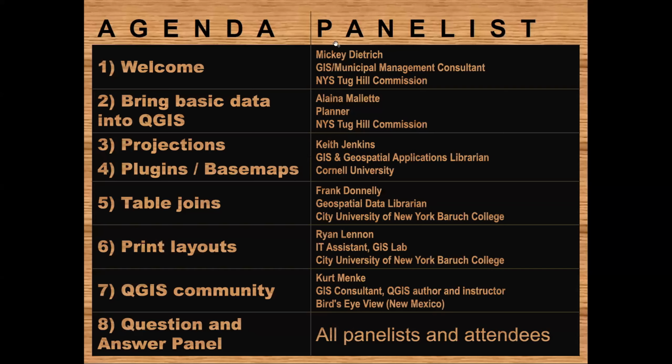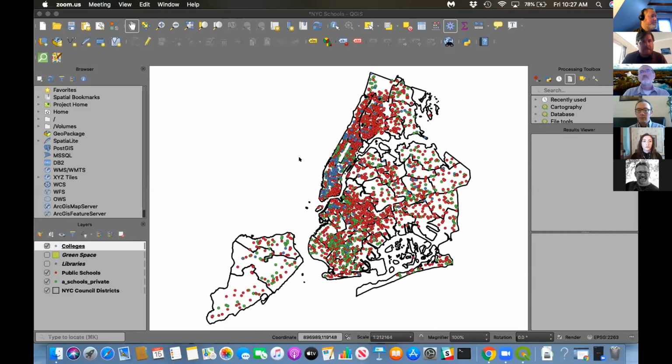Great, thanks, Keith. My name is Ryan Lennon. I am a GIS Data Services Assistant. I work with Frank at Baruch College. Today, I'll be going over print layouts in QGIS. And so using the print composer in QGIS, you can output your map as an image file. And this is how you can create prints using your data that you can then embed in documents or use however you want. And so you should be able to see my screen now.